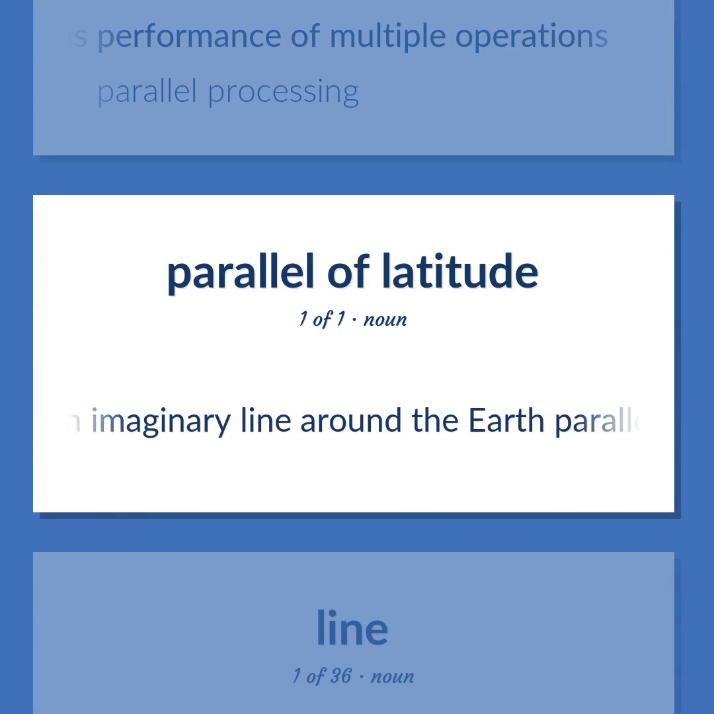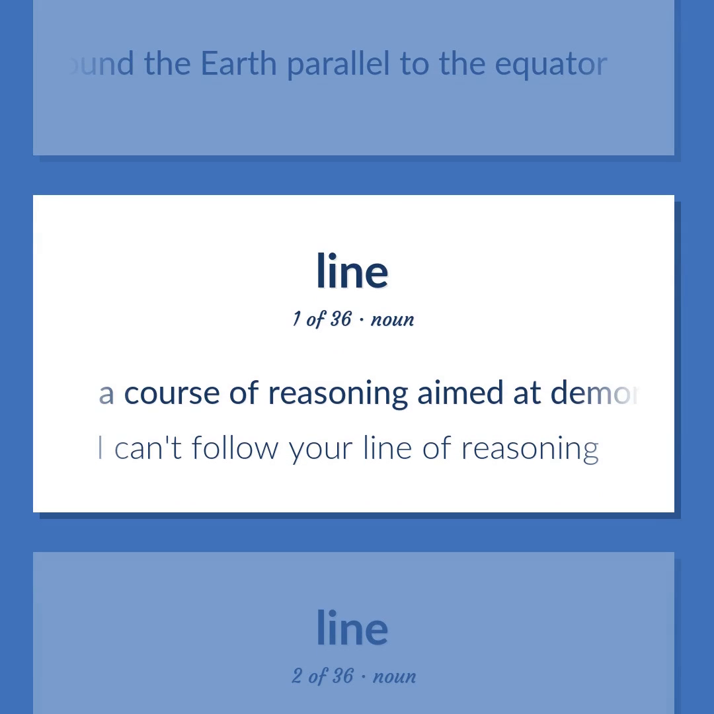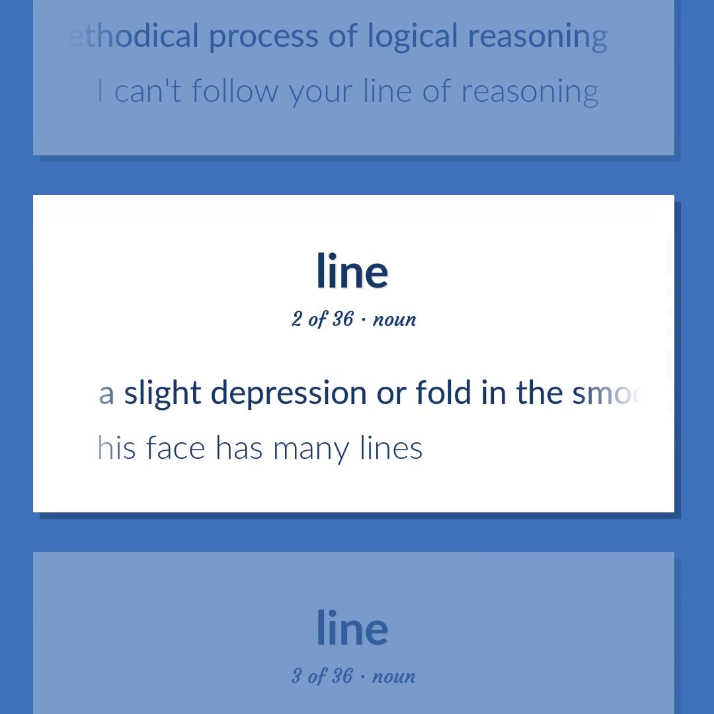An imaginary line around the Earth parallel to the equator. A course of reasoning aimed at demonstrating a truth or falsehood. The methodical process of logical reasoning. I can't follow your line of reasoning. A slight depression or fold in the smoothness of a surface. His face has many lines.